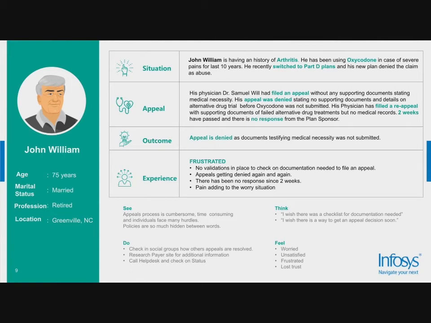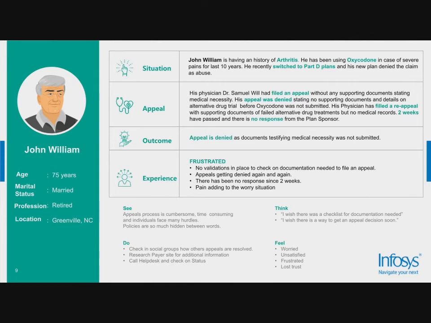When he approached his physician to file for an appeal, his physician raised an appeal but did not know the documents that need to be submitted, and ended up missing documents. This led to the appeal being denied and led to another reappeal. This time around, his physician submitted the outcomes of the alternate drug treatment plans failing, but did not submit the medical records, leading to yet another denial. In the third attempt to reappeal, the physician submitted all the needed documents, which led to the appeal being approved.